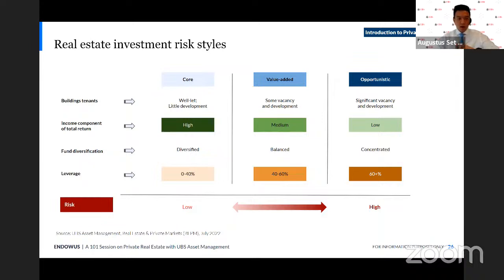Some other features of core: leverage. So when a fund manager purchases a stabilized building, they might take on less leverage to buy it for their fund. Also diversification. So if you were to buy into a core fund, you would expect that it should be relatively more well diversified. And that's why it's on the lower end of the risk spectrum.